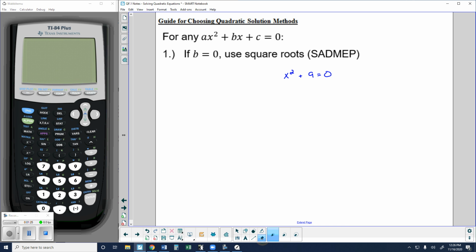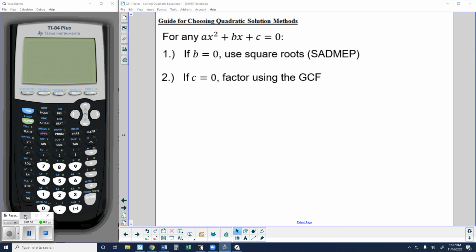There's no b value. If it was written in an expanded form of this and there's still no b value, so let's say we have (3x minus 4) quantity squared plus 27 equals 0, we would still want to follow the reverse order of operations, SADMEP, and use square roots, because that's kind of a different form. This is closer to the vertex form of this equation. So in both of those cases, we want to follow the reverse order of operations and use the square root property of equality.